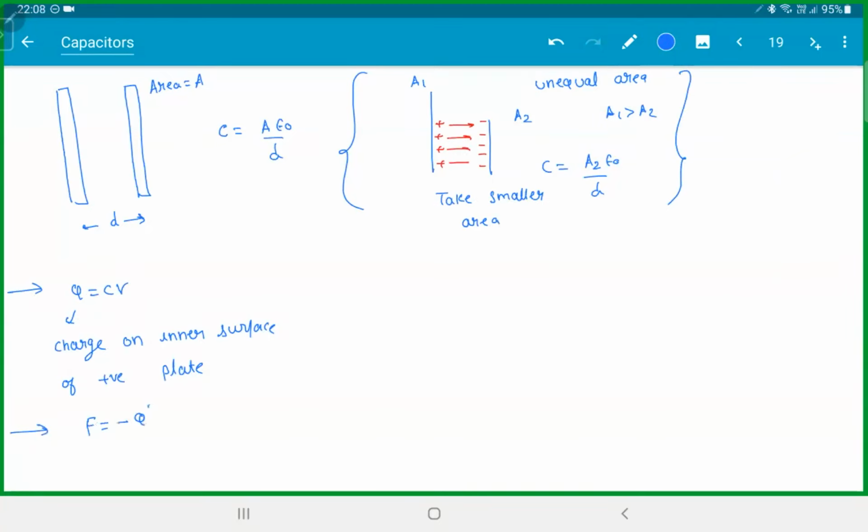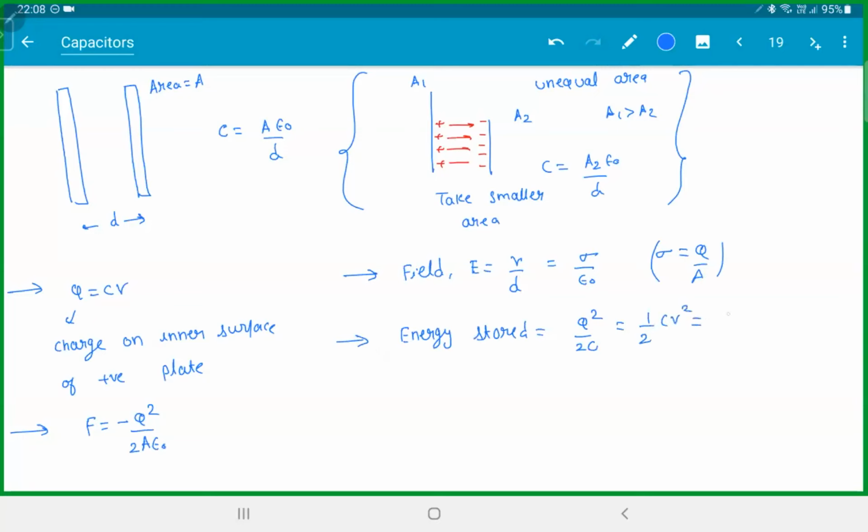Force between the plates is Q square by 2A epsilon. The field between the plates is potential difference by D, or sigma by epsilon. Sigma is Q by A. Energy stored is Q square by 2C, half CV square, or half QV. Energy density is half epsilon E square. Check it out.